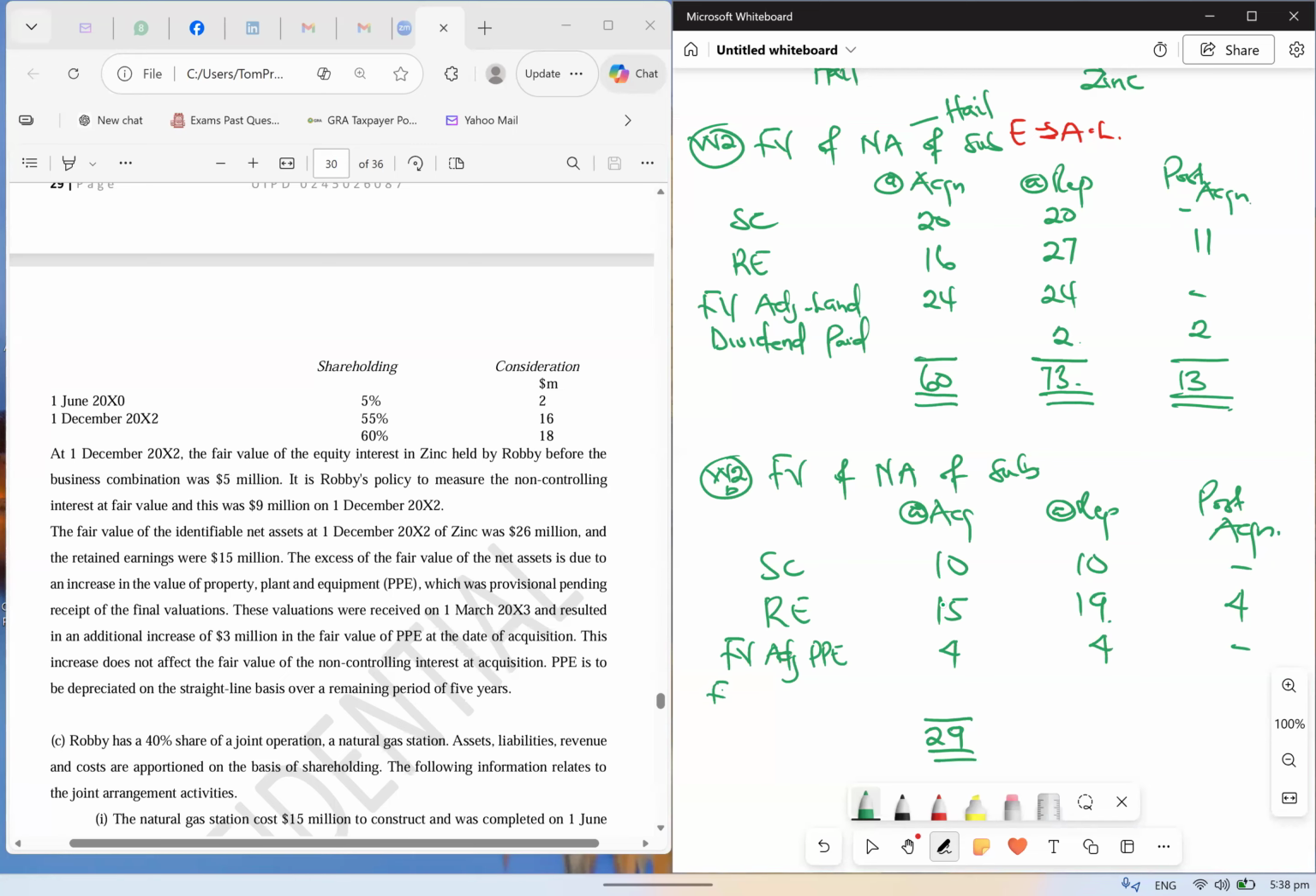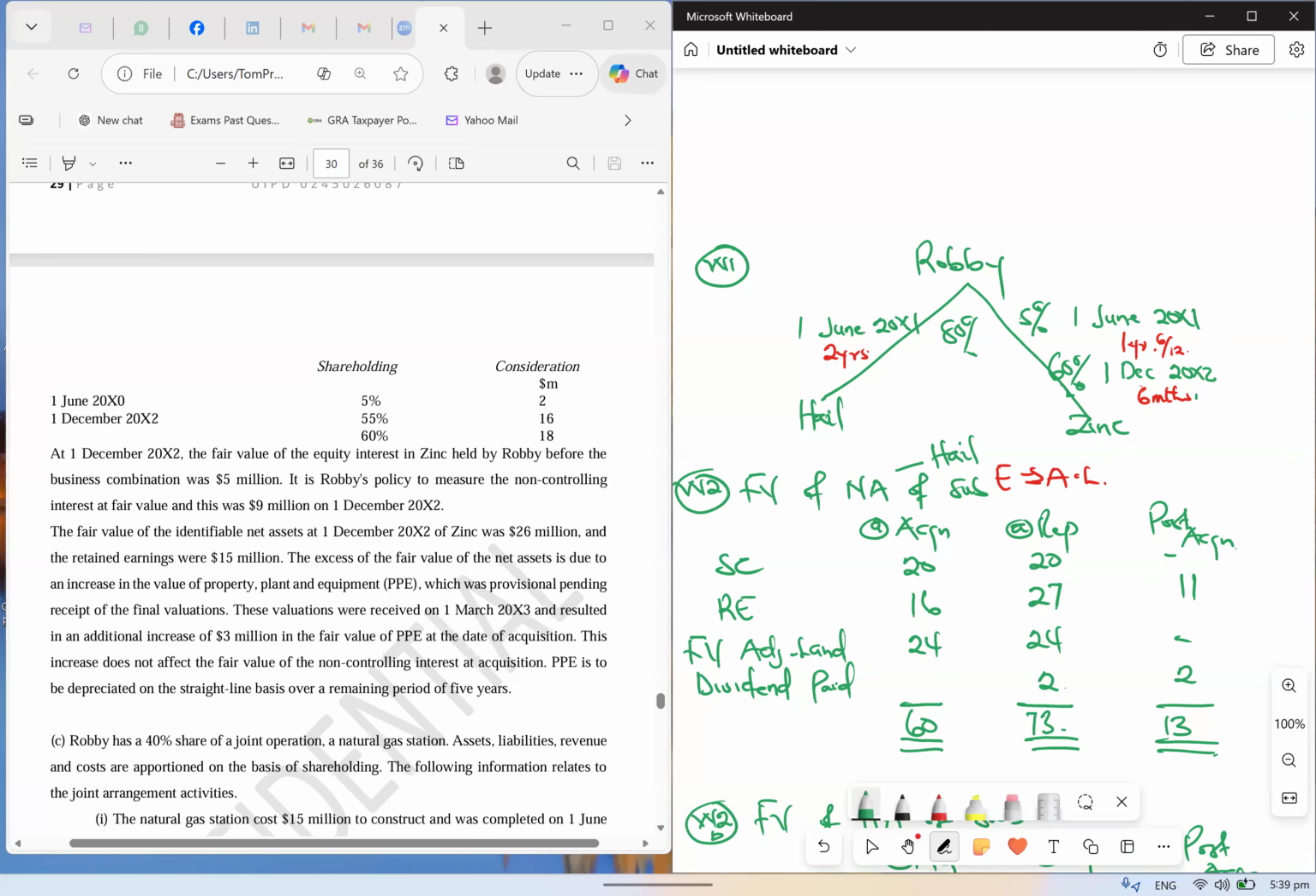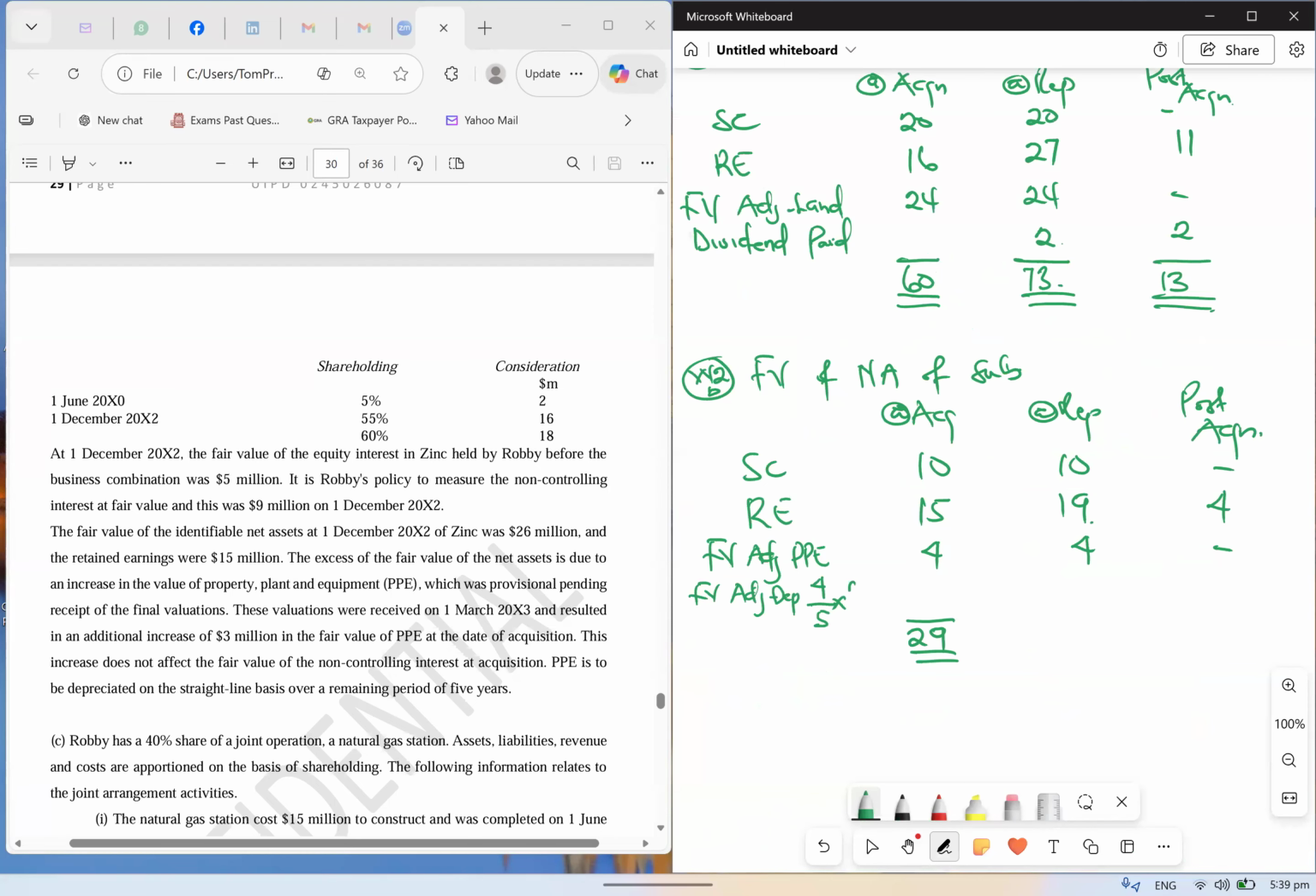So fair value adjustment depreciation. That is 4. What is the useful life? The useful life is 5 years. But for this company, per the graph that we did, it is 6 months. So you do 6 over 12. All right. And that gives 0.4. So you reduce 0.4. So that means here is 3.6. That is 32.6. All right, so this is done.